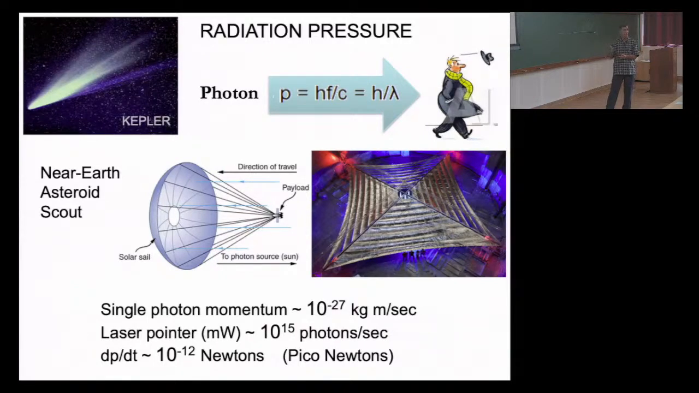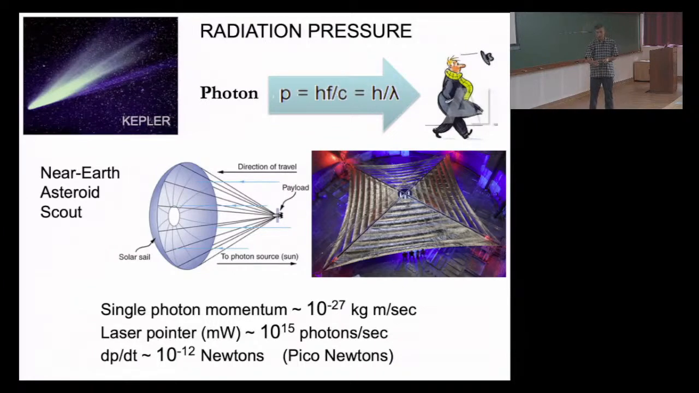This is called radiation pressure. Pressure because of the force per unit area because of the photons coming in, and this is an actual solar sail. So the photons come and hit from this side and this is propelled. The momentum of a single photon is this. You can look up your textbooks, 10 to the minus 27 kg meter per second.